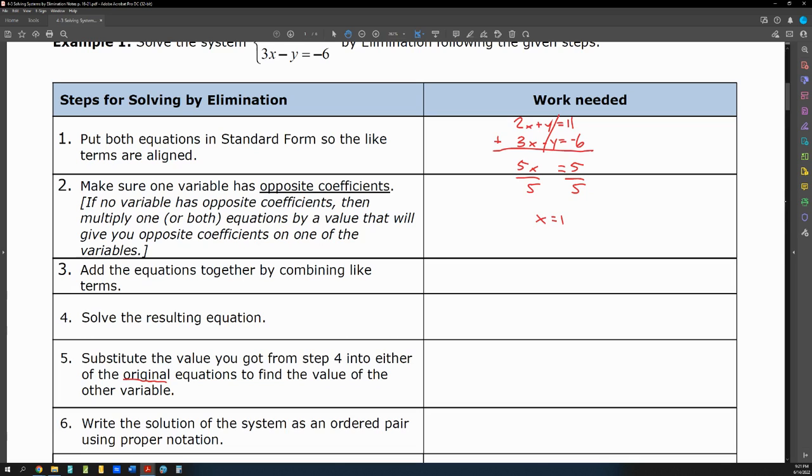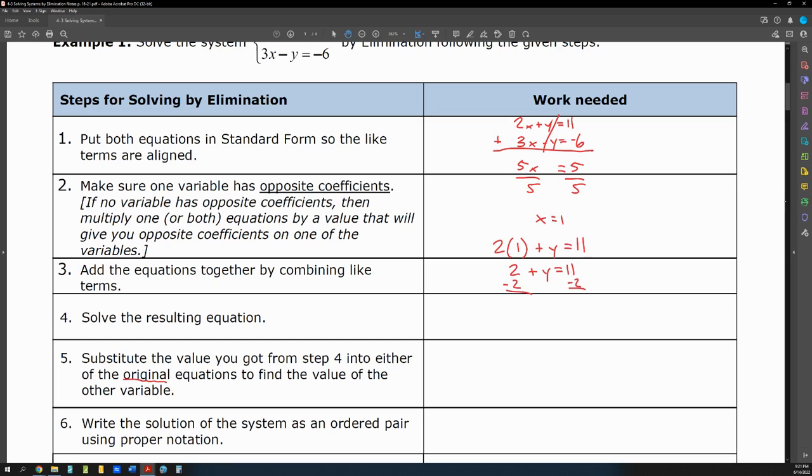Okay, so back to this problem, x equals 1. We're going to go ahead and plug that into either of the original equations. I'm going to choose to plug it into the very first equation, which is 2x plus y equals 11. Solving for y, we get 2 plus y equals 11.